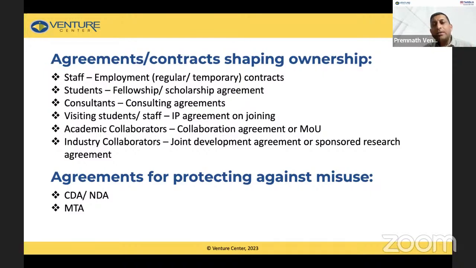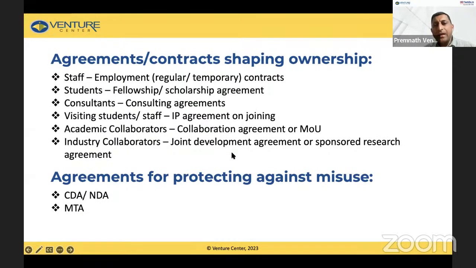So good learning and background for an IP office is to look at clauses from different agreements and see what options you can create in a given situation, right? And there can be agreements for protecting against misuse, like a confidentiality agreement or a non-disclosure agreement or a material transfer agreement and so on.